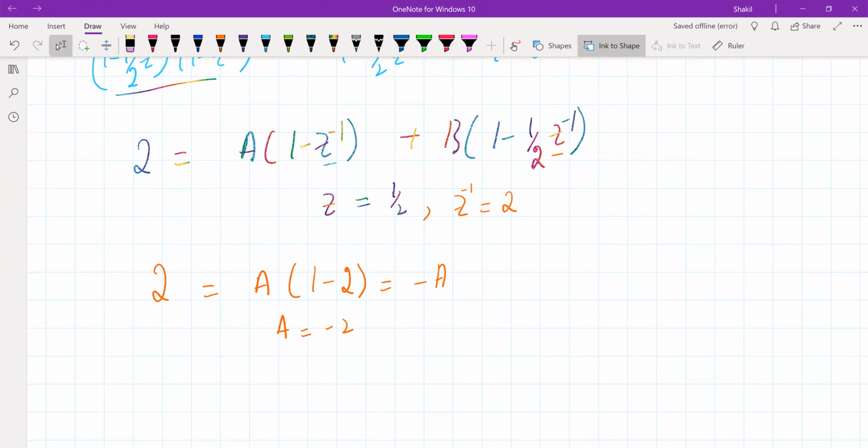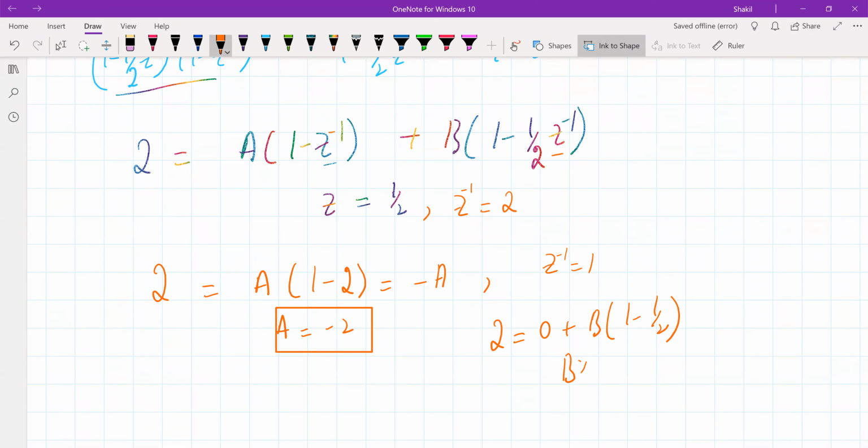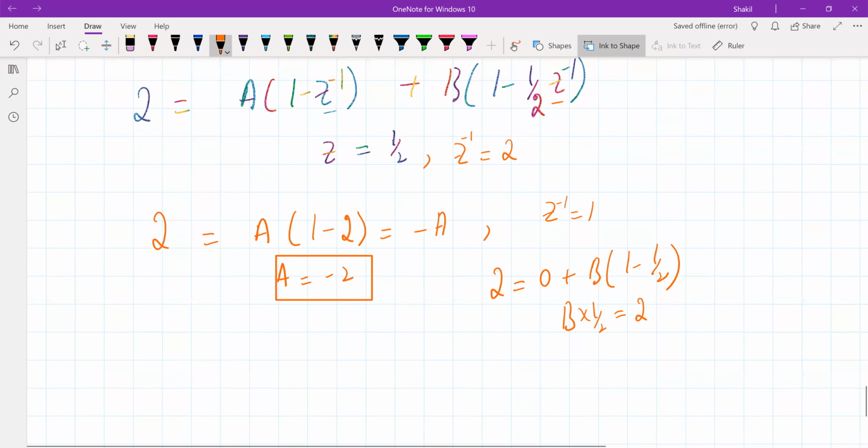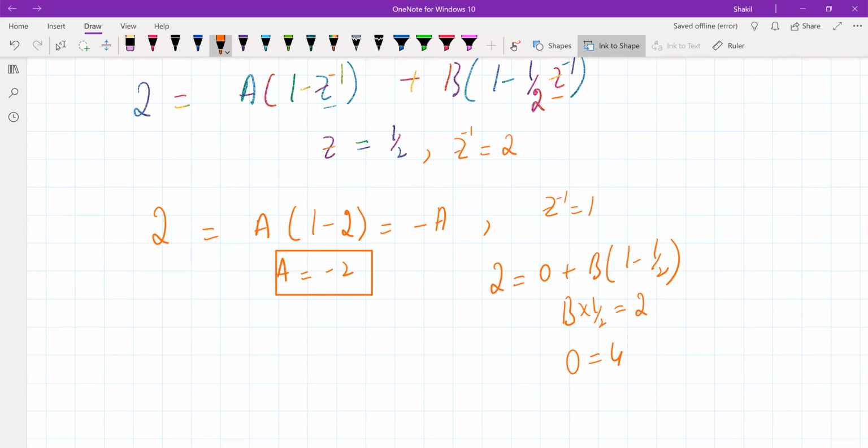Now to get the value of B, we'll make z inverse equal to 1. When z inverse is equal to 1, we have 2 is equal to 0 plus B into (1 minus 1/2). So B is equal to 2 divided by 1/2, which gives B equal to 4. Please check the values and the calculation.